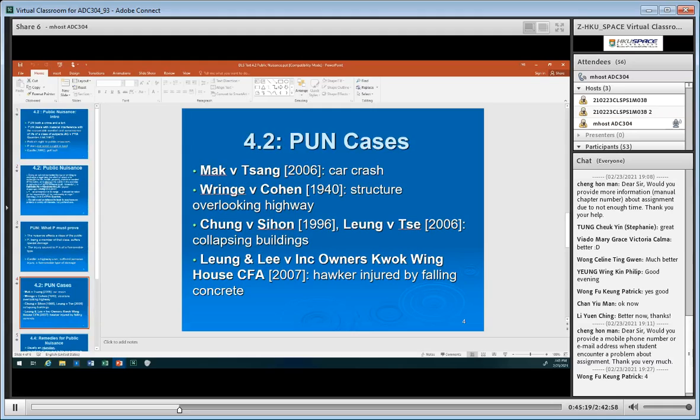And then Leung and Lee and the incorporated owners of Kwok Wing House. There's a case again on public nuisance. I haven't got a, where's my page reference for that one? Just one moment.